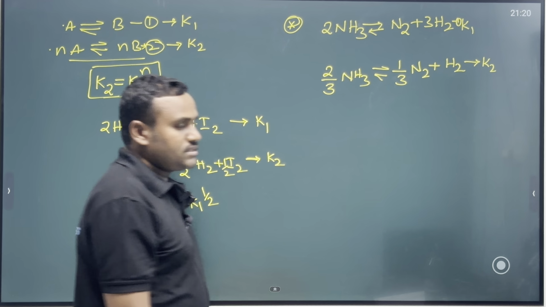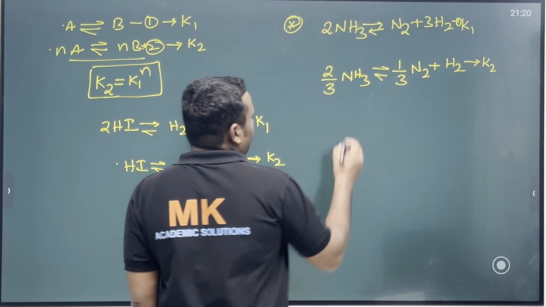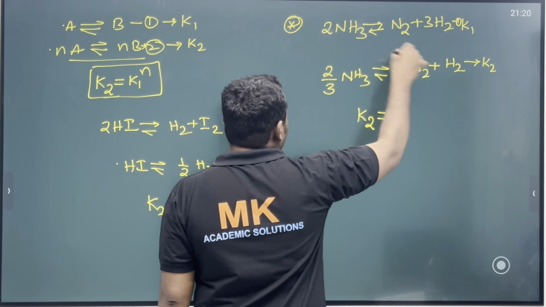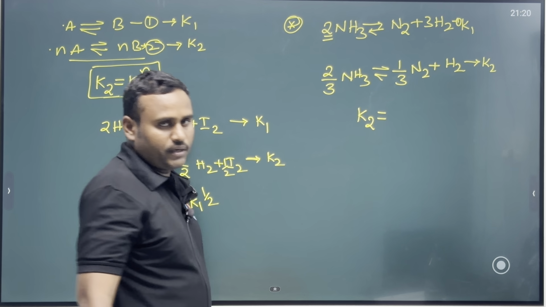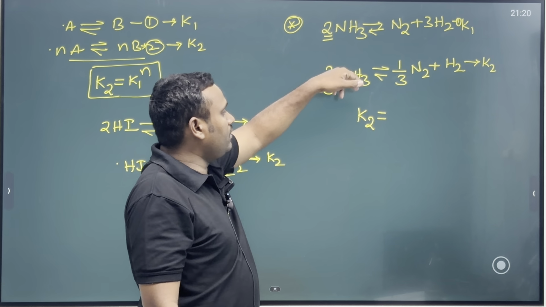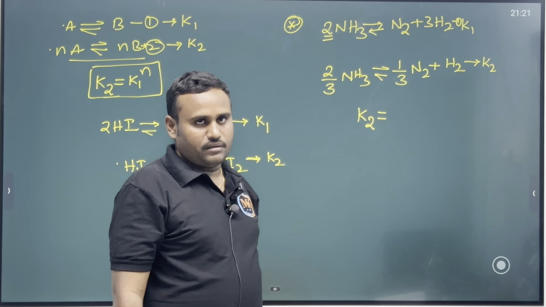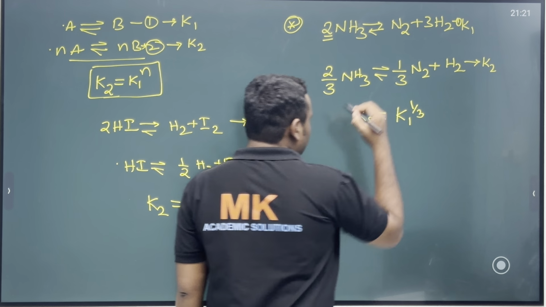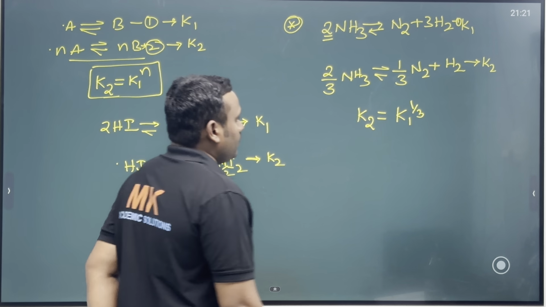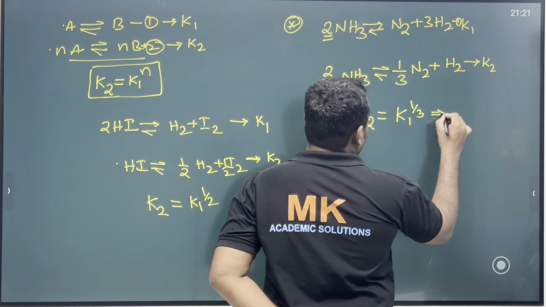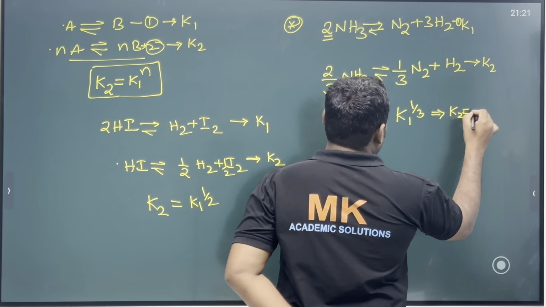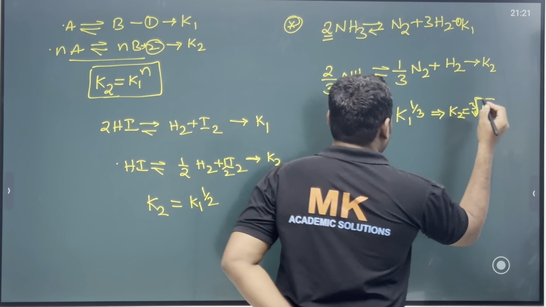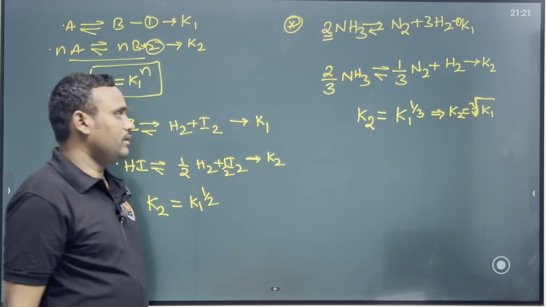So now what is the relation between K1 and K2 here? Here K2 is equal to, how are we getting it? The same reaction only, but what did I change, children? The stoichiometric coefficients. Means what I have done here, I multiplied with 1 by 3. Therefore K2 is equal to K1 power 1 by 3, or else simply K2 is equal to cube root of K1. Like that you can write. Okay, this is the relation.